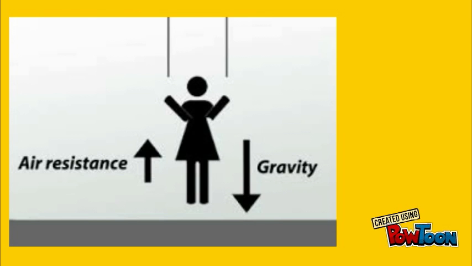Here is a very accurate picture of how air resistance and gravity work together. Gravity is part of gravitational acceleration, so we know that it always pulls us down, while air resistance is going against it as a friction.